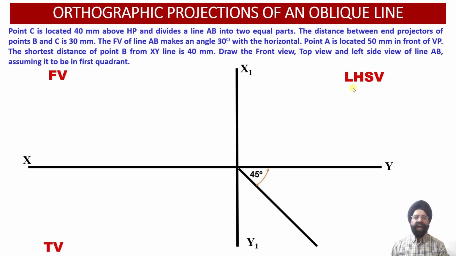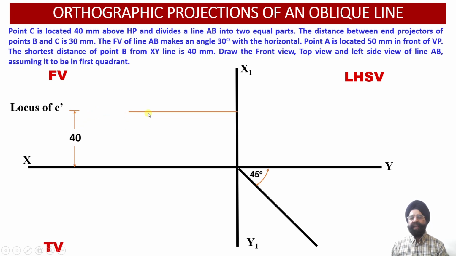Now we are provided with the basic information that point C is located 40 millimeter above the horizontal plane. So what we can do is mark this distance of 40 millimeter, and corresponding to this distance of 40 millimeter above the horizontal plane, we can draw a locus line to represent the location of the point C dash in the elevation or the front view projection over here. So the coordinate location of the point C dash has been obtained in this particular case. So we can mark the point C dash over here.